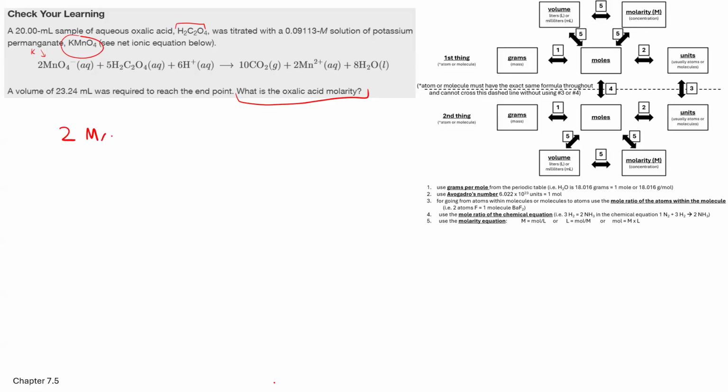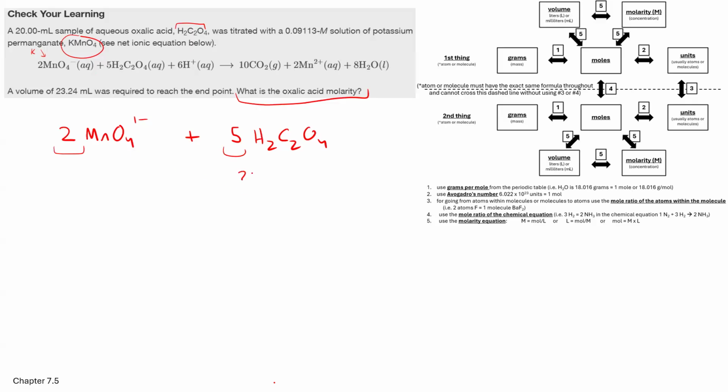2 MnO4 1 minus, plus, and they're looking for the oxalic acid, 5 H2C2O4. All right, so here we have our mole ratios. Let's write down the information they give us.